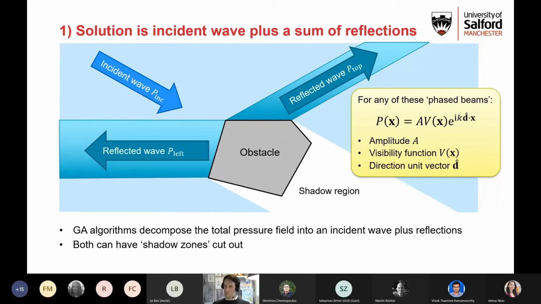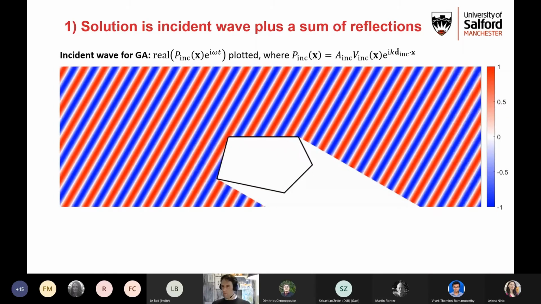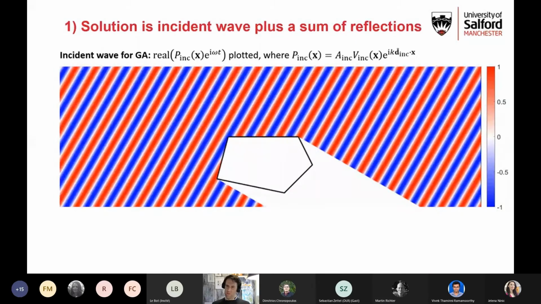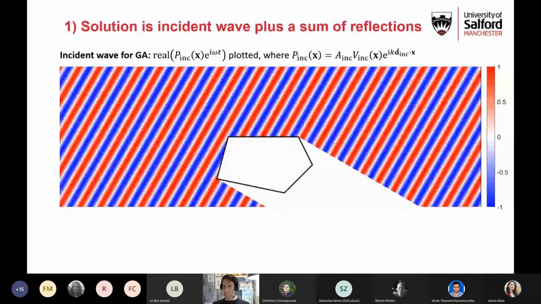I'm going to do this first of all for the incident wave. Here we can see D inc, the direction vector coming in, showing us which way it's going. I will show a visibility function, which is yellow for visible and green for invisible, plotted there as well. That shows us that, of course, we get the shadow zone behind the obstacle and actually inside the obstacle as well, because the wave doesn't go into the obstacle unless you want to model it like that with one of your porous material models. So that is our air domain model of the incident wave. As I say, it shouldn't go into the material because we're only modeling the air domain. There it goes. Now onto the reflection.